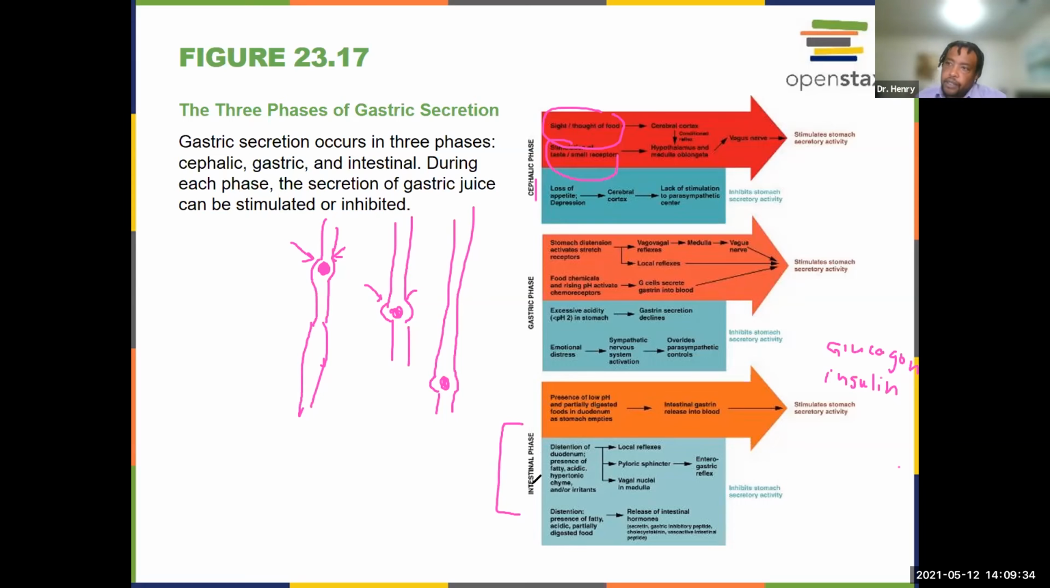So if you have distension in the, let's see, I feel like I'm missing something. Sorry. Okay, I am missing something.